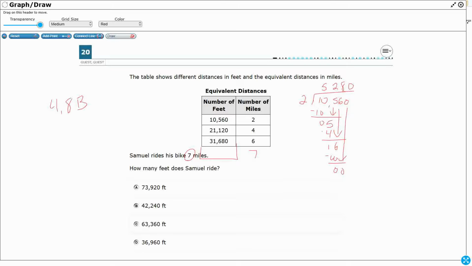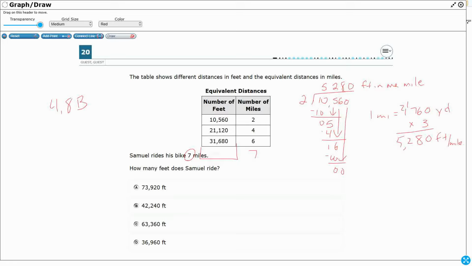5,280. We can also think it's feet in 1 mile. Or we can say 1 mile equals 1,760 yards. That was on the formula chart. Each yard equals 3 feet. So we can multiply 1,760 by 3. 5,280 feet in 1 mile. Either one of these works. That gives you the 1 mile conversion rate of feet to miles.